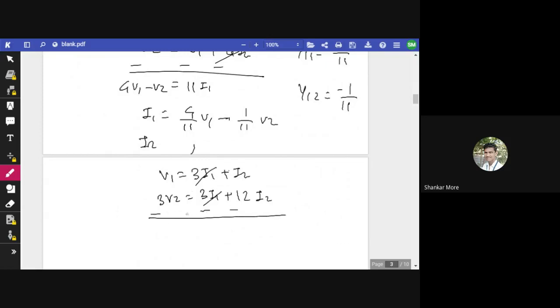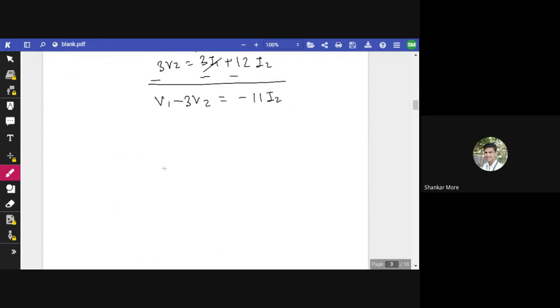I1 gets cancelled. So V1 minus 3V2 is equals to minus 11 I2, right? So I2 will be equal to minus 1 by 11 V1 plus 3 by 11 V2.